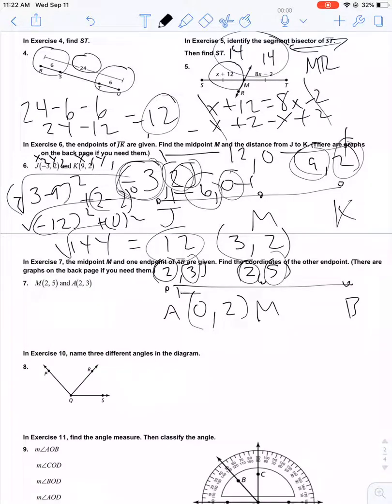So since this is the midpoint, I know that this has to also be plus 0 plus 2. So 2 plus 0 is 2. 5 plus 2 is 7. So it's 2, comma, 7.